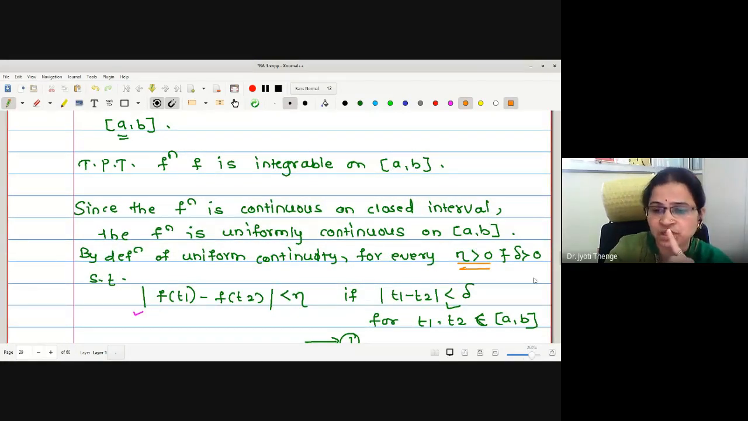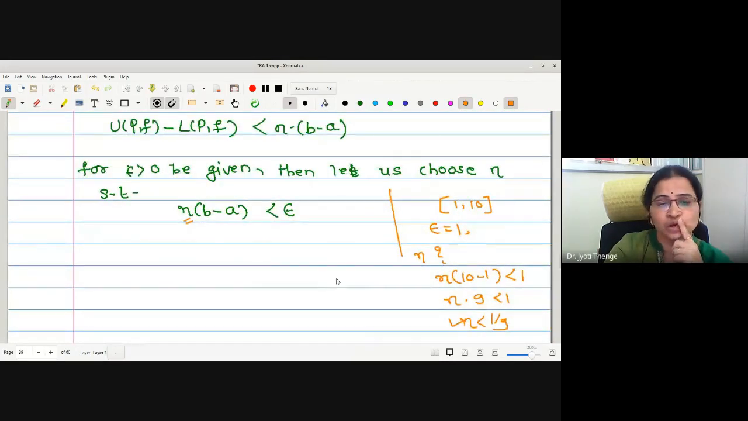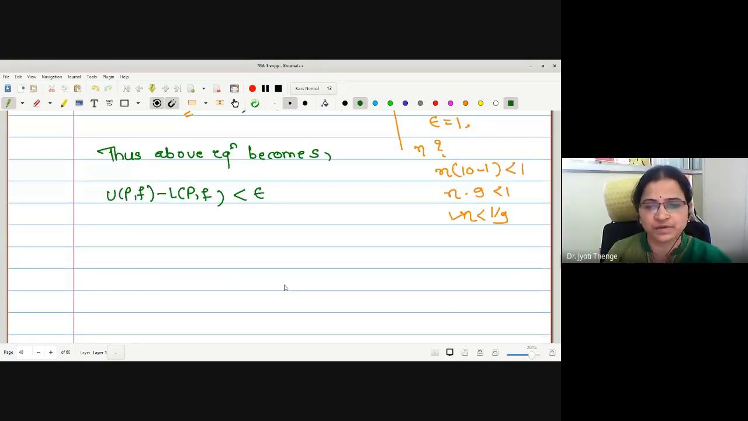Next, we have made a conclusion that this eta must be less than eta into eta upon b minus a. Therefore, for every positive number epsilon, there exists such eta for this inequality. Therefore, what we have proved, the sum of equation becomes, thus the above equation becomes UPF minus LPF. This number we have selected to be less than epsilon.